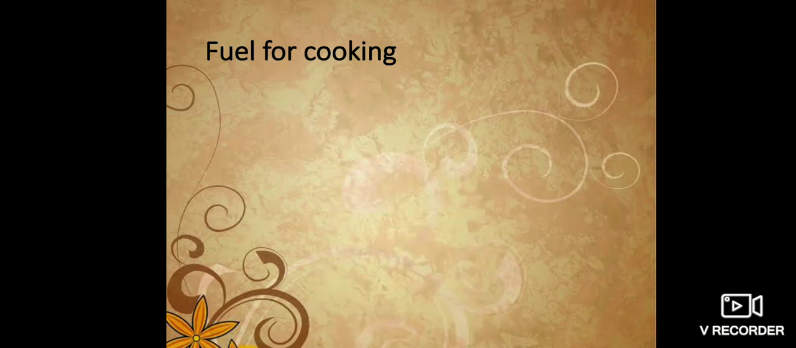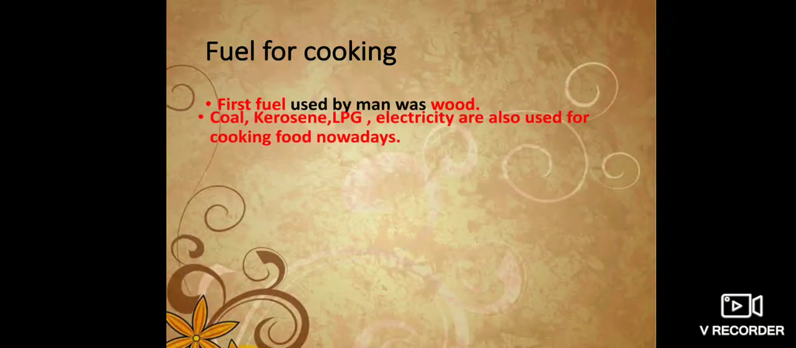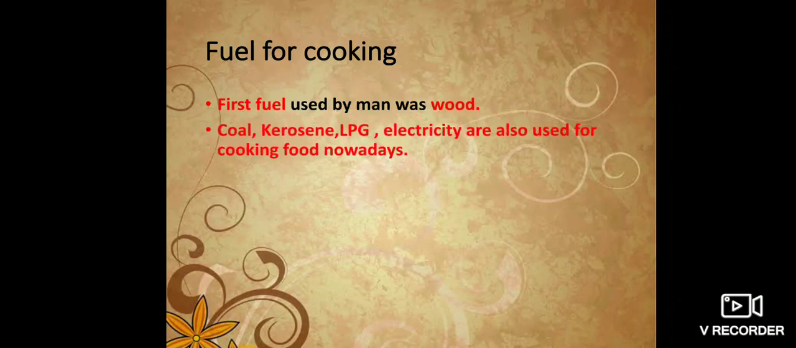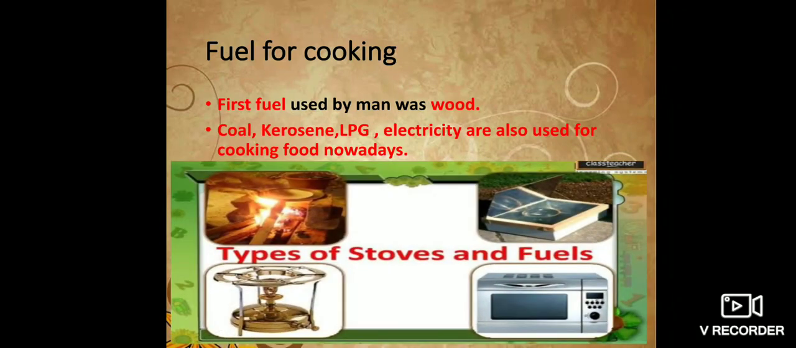Fuel for cooking. The first fuel used by man was wood. Coal, kerosene, LPG, electricity are also used for cooking food nowadays. You might have seen different types of chulas. And can you identify the fuels used in them? Yes, very good. A chula uses wood, a solar cooker uses solar energy, then kerosene stove, and an oven uses electricity, etc.